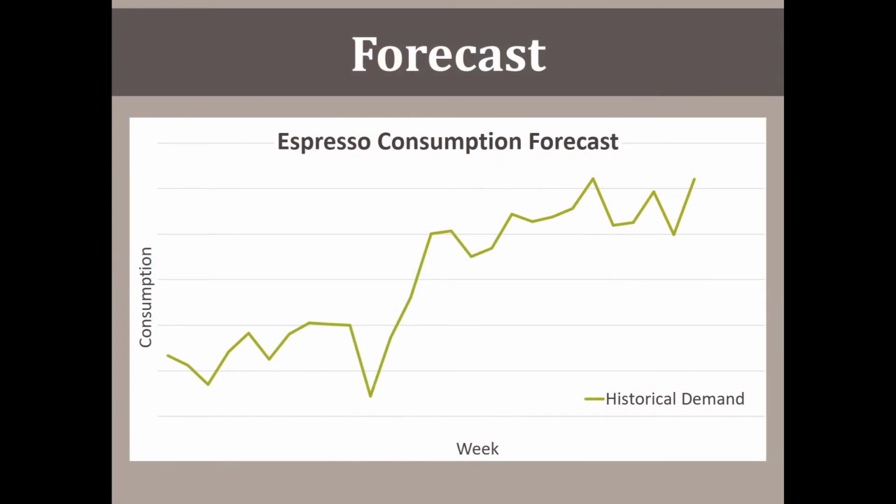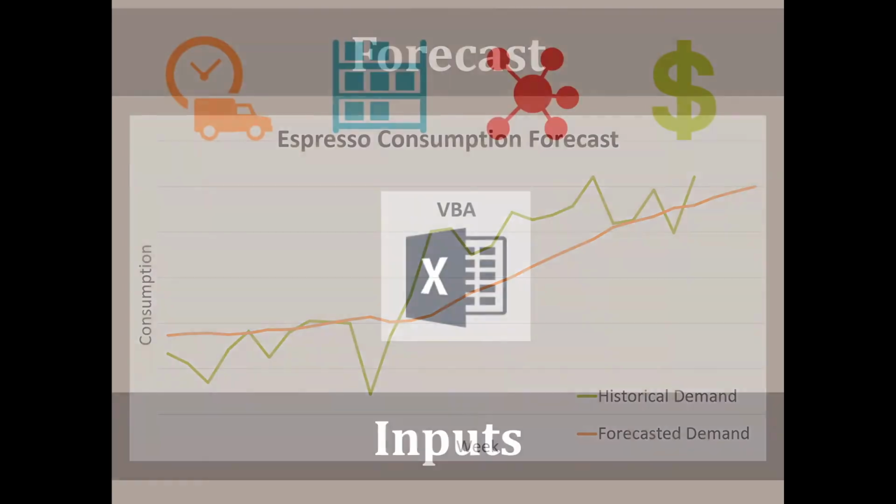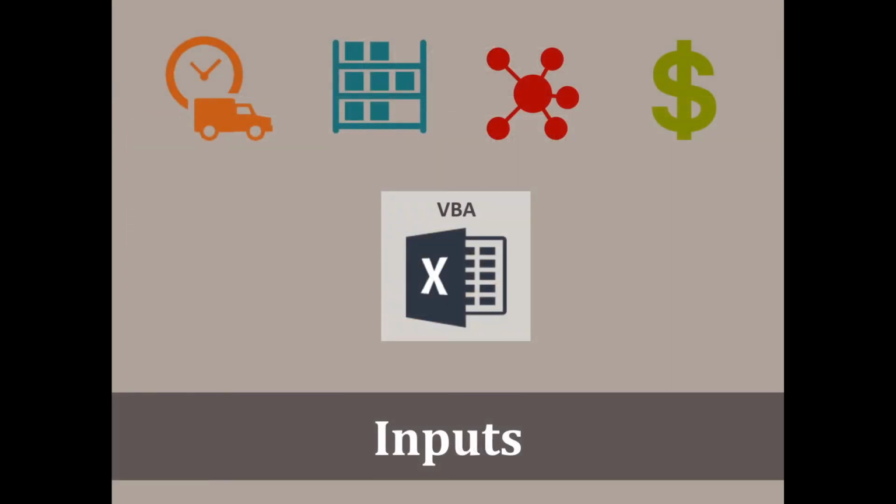To develop the reorder tool, a forecast model was created. The graph plots the historical demand of espresso consumption. We then applied a double exponential smoothing forecast to estimate the future espresso consumption. The model was created in Excel utilizing VBA.